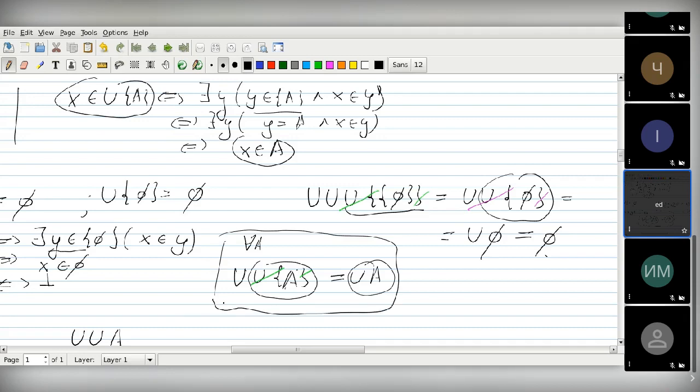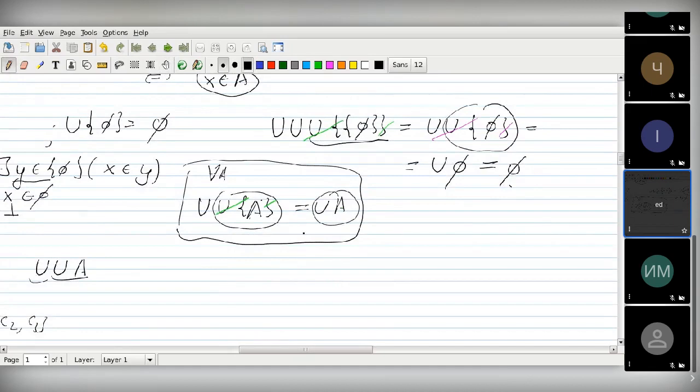And what if A has just one element? I want to understand. Then it is a singleton. If A has just one element B, then I will have what? At first, I will obtain this one, then this B.